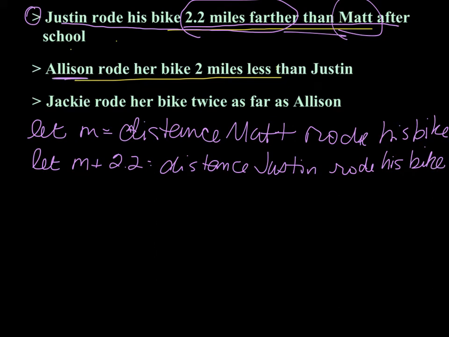Next person we have is Allison. She rode her bike 2 miles less than Justin. So here we are. We've got Justin.